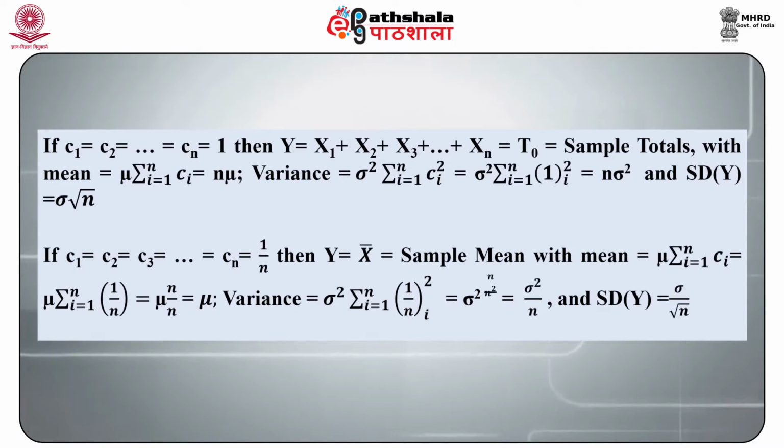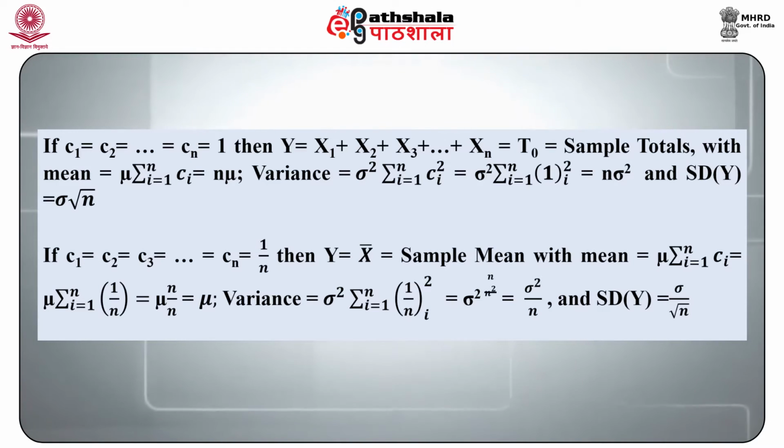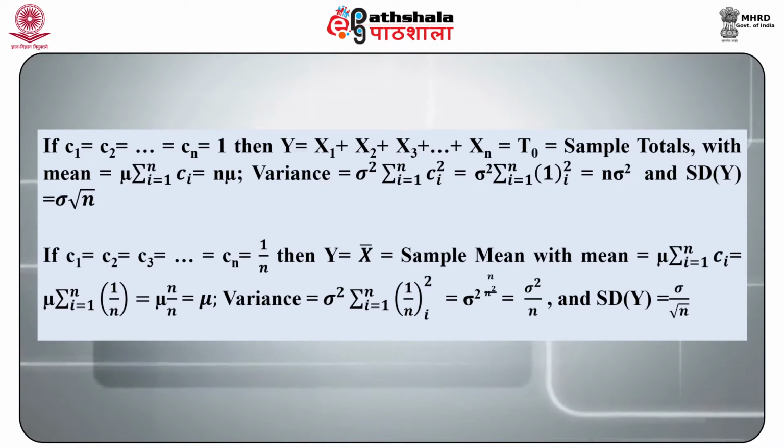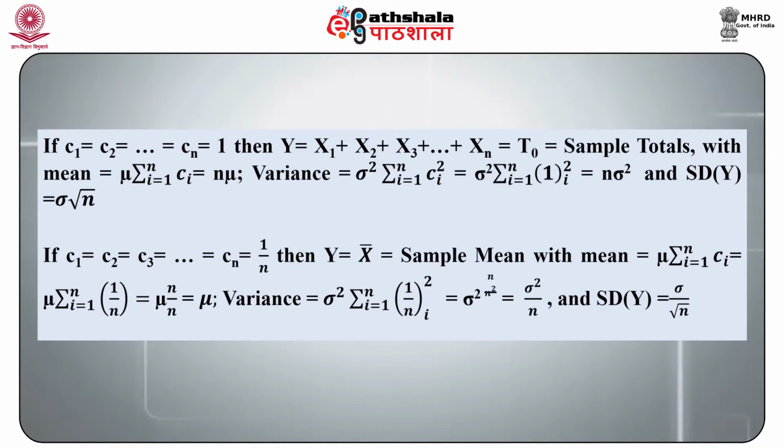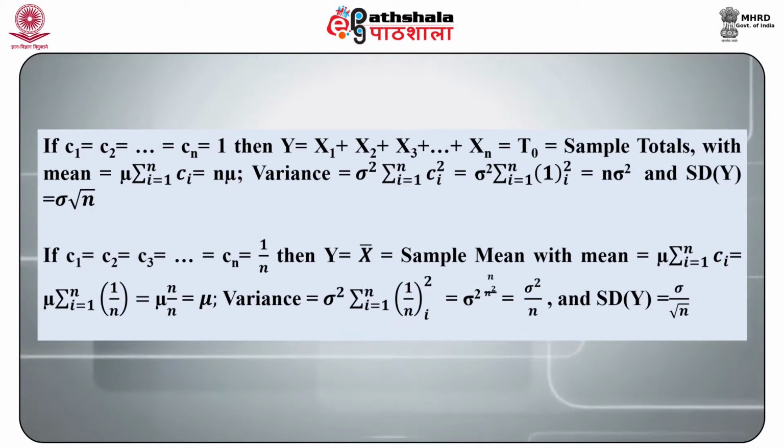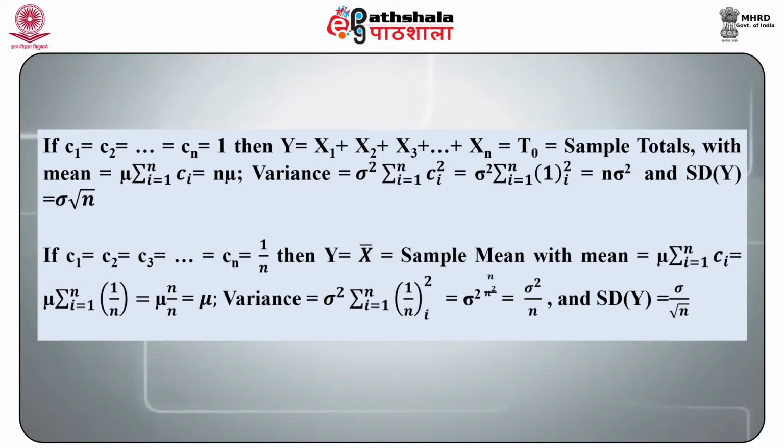And if c1 is equal to c2 is equal to c3 and so on is equal to cn is equal to 1 upon n, then Y is equal to x bar, the sample mean, with mean equal to mu summation ci, which is equal to mu summation 1 upon n, which is equal to mu into n upon n, which is equal to mu. Variance is equal to sigma square summation (1 upon n) square, which is equal to sigma square n upon n square, which is sigma square upon n, and standard deviation of Y is equal to sigma divided by under root n.